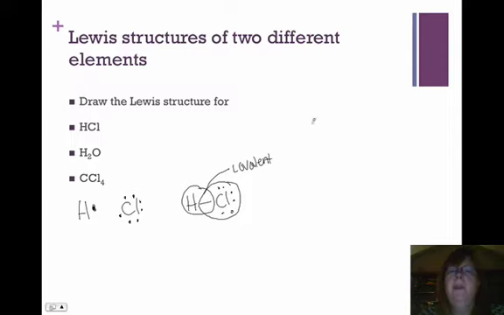Okay, water. We have 2 hydrogens and 1 oxygen. I'm going to start by drawing oxygen here. It has 6 valence electrons. Then I'm going to draw my 2 hydrogens, and they each have 1 valence electron. As you can see here, we are going to be sharing these electrons and these electrons to make that covalent bond for water. And so the Lewis structure would look something like this.